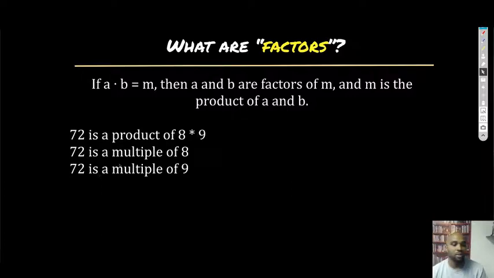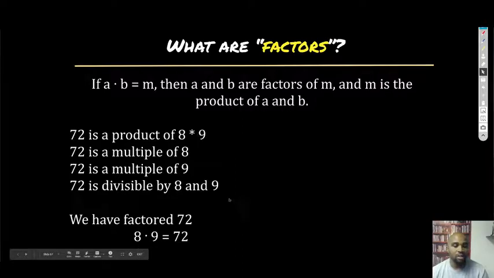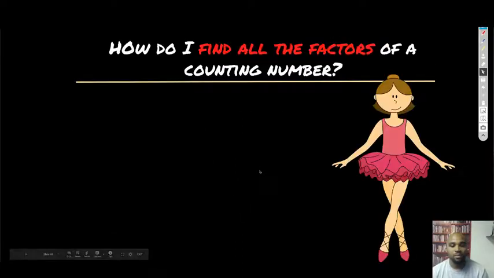You'll get up to 72. So it's a multiple of 9. You can also say 72 is divisible by 8 and 9, because you can divide 72 by 8 and get a whole number 9. Or you can divide 72 by 9 and get a whole number 8. And really what we're doing is we're factoring 72. So we're breaking it down into two numbers that multiply to give you that product. So 8 and 9 in this case were the factors.